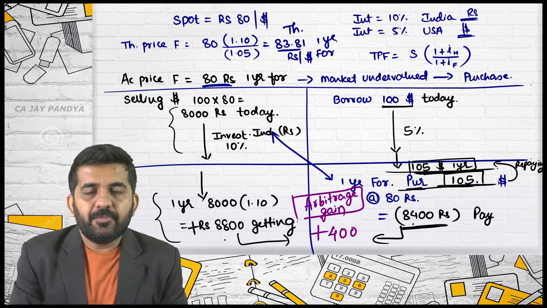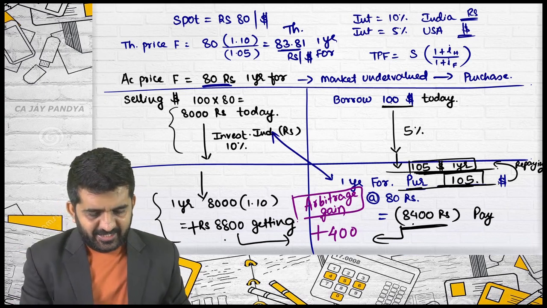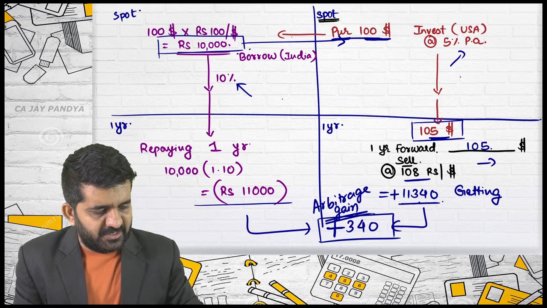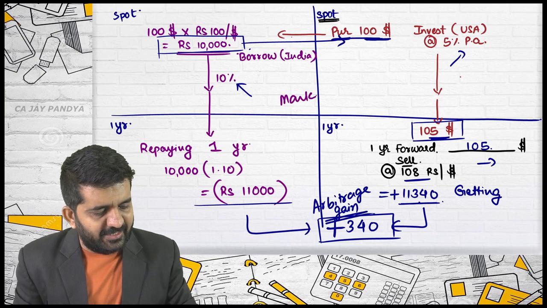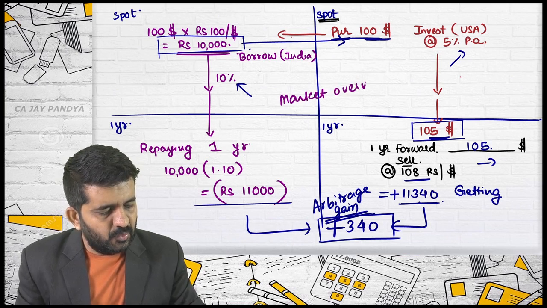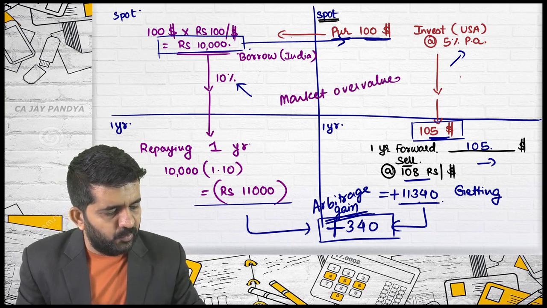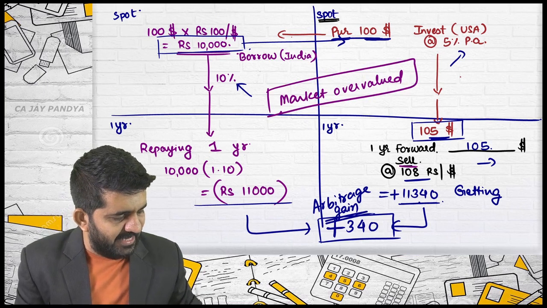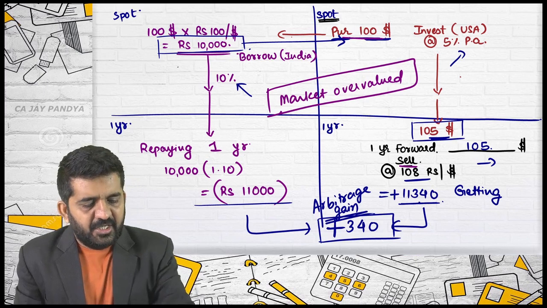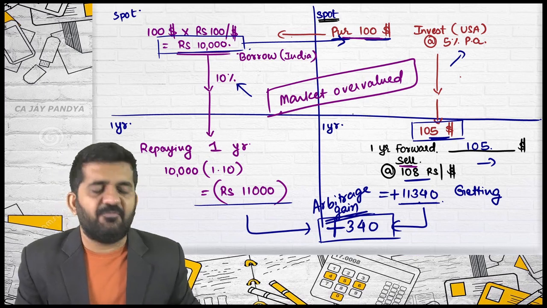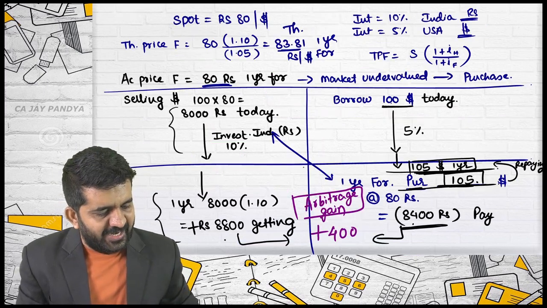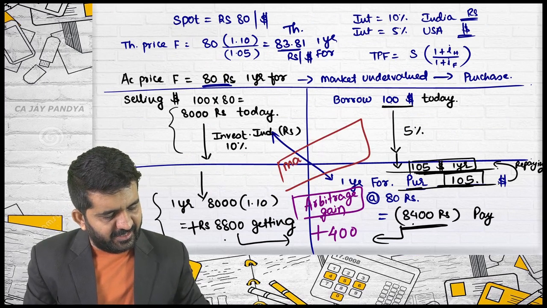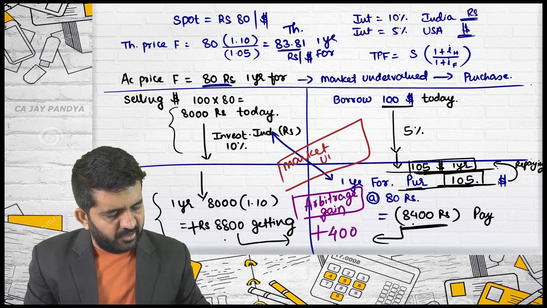Alright. Now, one point is easy in arbitrage. Either it will be this process where the market has overvalued, this will be sell, this will be purchase. This process will remain same if the market has overvalued, and the other process will be there if the market has undervalued.